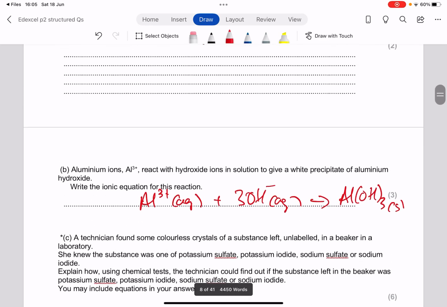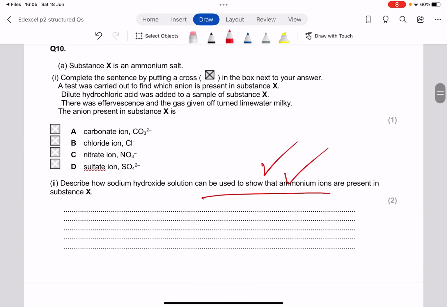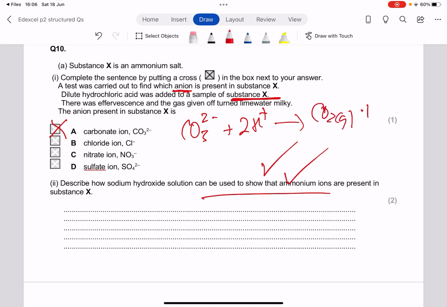One more thing here. It says complete the sentence by putting a cross in the box. A test was carried out to find out which anion, negative ion, is present. Dilute hydrochloric acid is added to substance X. Effervescence, so it must be carbonate, because when carbonates react with acids, you get carbon dioxide and water given off.